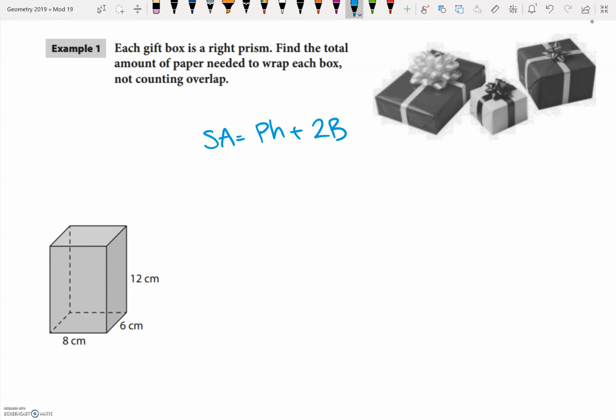So the perimeter is going to be 8 plus 6 plus 8 plus 6. So surface area equals, 8 plus 6 is 14. 14 times 2 is 28. So 28 is our perimeter. Our height is 12. And then 2 of the bases, the top and the bottom, so that's going to be 2 times 6 times 8.